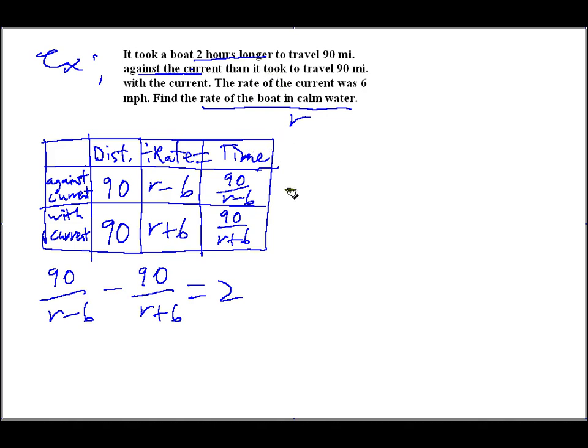Again, it does take some thought. You have to think about it a little bit, all right? But that's the equation we come up with, nevertheless. Now, let's solve this equation. Let's get rid of fractions by multiplying both sides by the LCD. What is the LCD in this case?